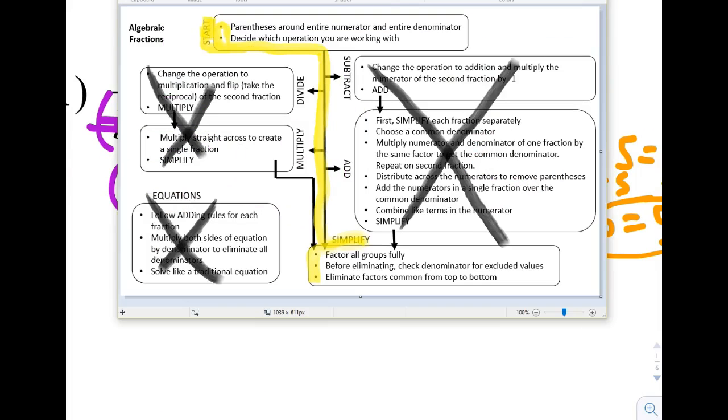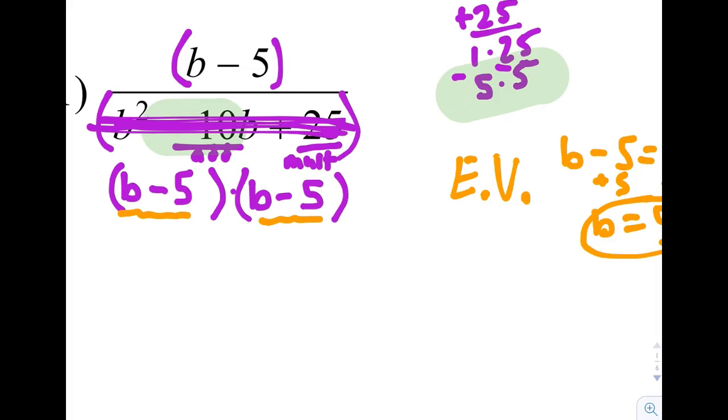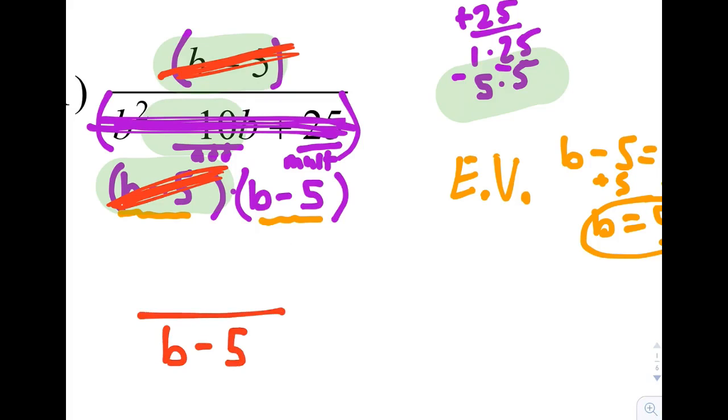And then finally on our flowchart, the last step says eliminate factors common from top to bottom. When we look at this problem, we have a b minus 5 up here, and we have another b minus 5 down there. Now, whether I choose the one on the left or the right is irrelevant, but one of these eliminates with one of these, leaving me with nothing left on top that hasn't been crossed out, and on the bottom, a b minus 5.